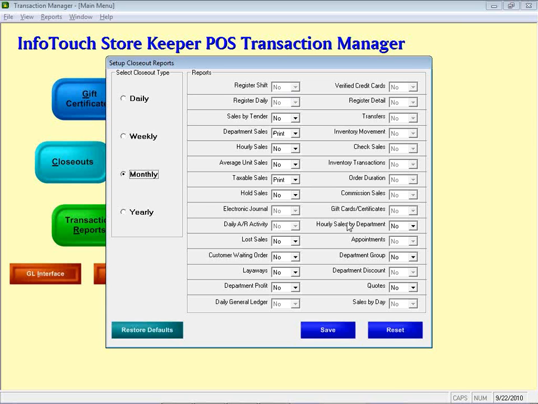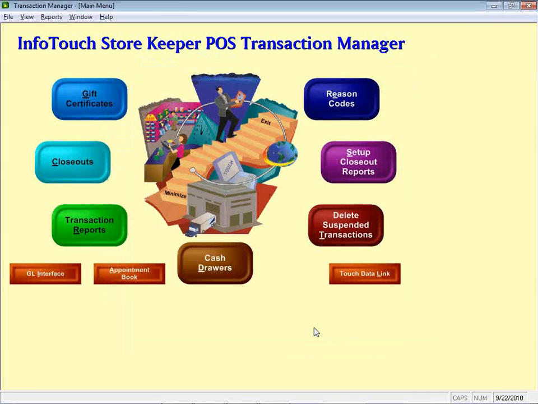So a lot less reports available, but for example, on a monthly side, you definitely want to print that taxable sales report and make sure that it's going to be there for you. So that's how you set up your closeout reports. And when you're done with your selection, you hit save, and that's it.